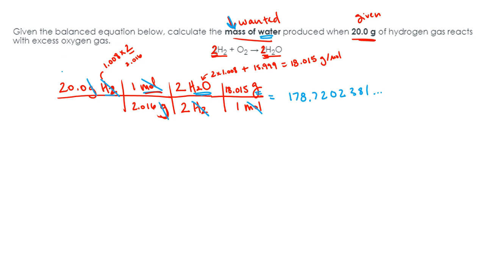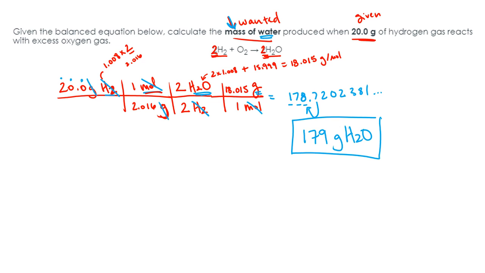Check sig figs. We get to keep 1, 2, 3 sig figs. There are 3 sig figs in our given. So we're going to keep 1, 2, 3 sig figs. This final sig fig is an 8. I'm going to look at one more decimal place. That 7 is going to round that 8 up to a 9. So 179 grams of water is our final answer.